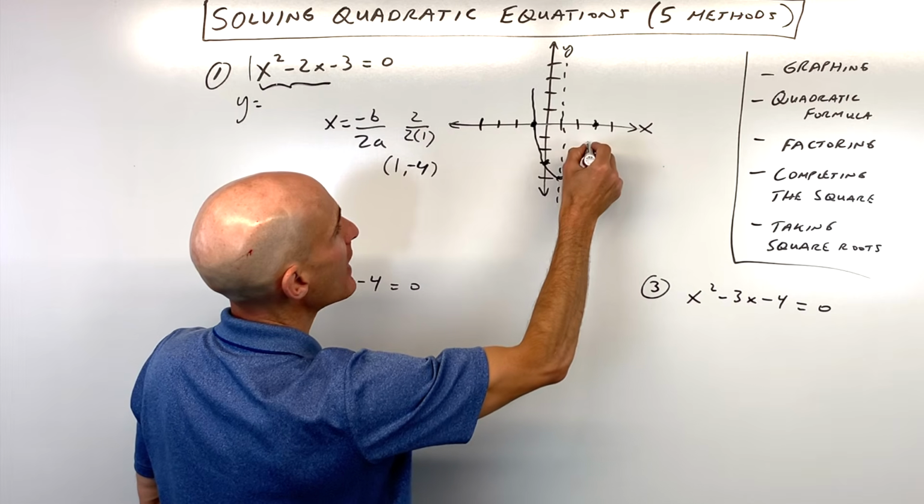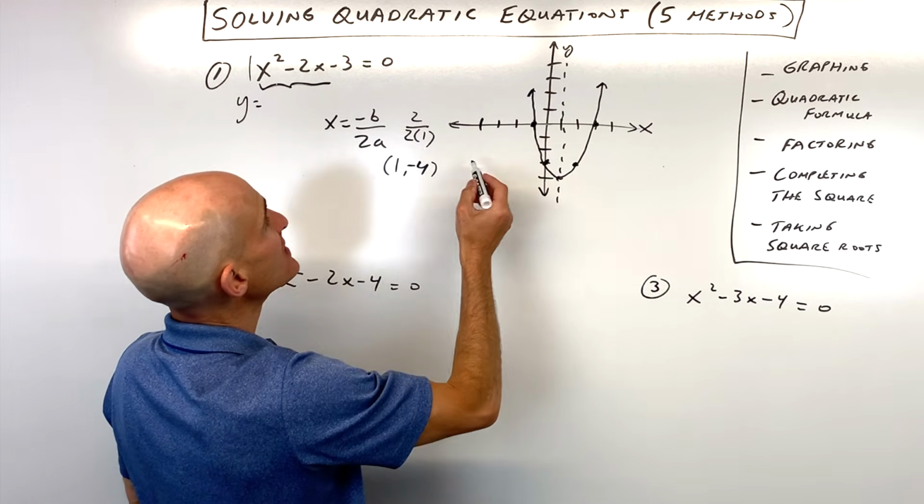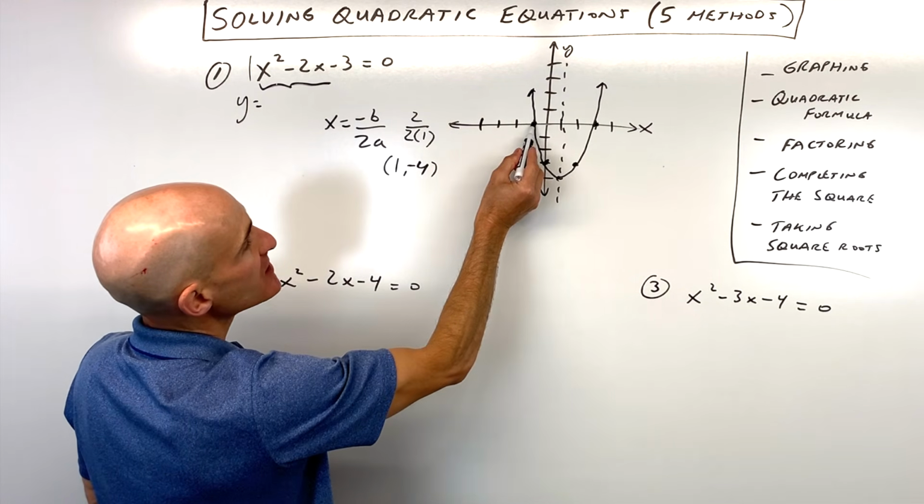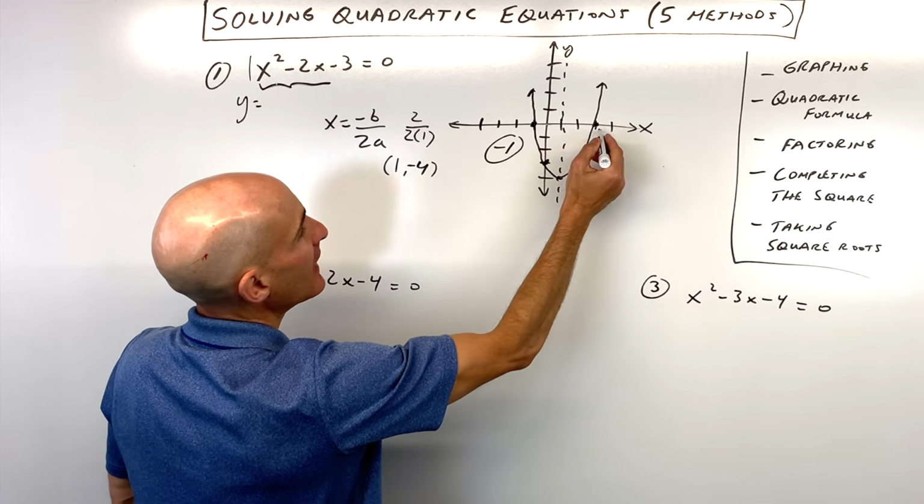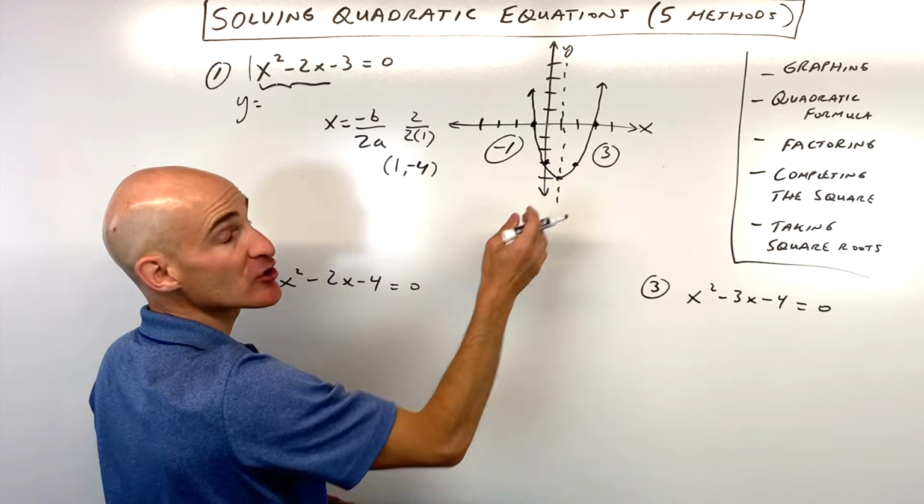So if we draw our parabola, we can see where it equals 0. It's crossing right here at negative 1 and positive 3. Those are going to be our two solutions.